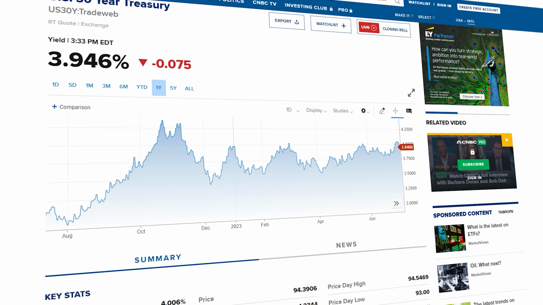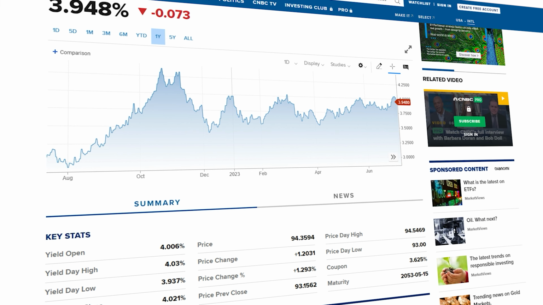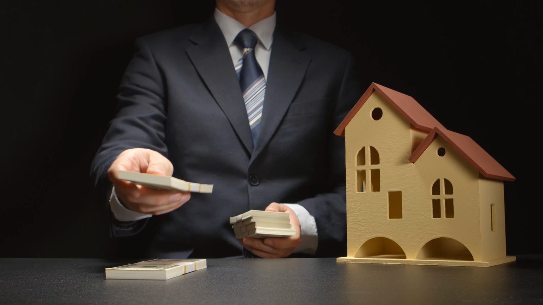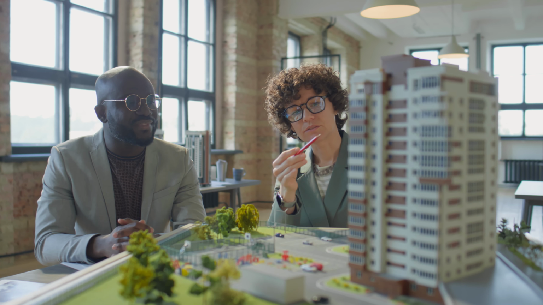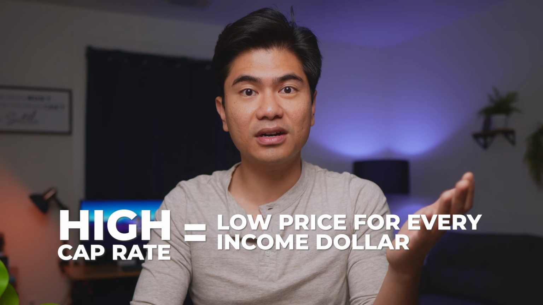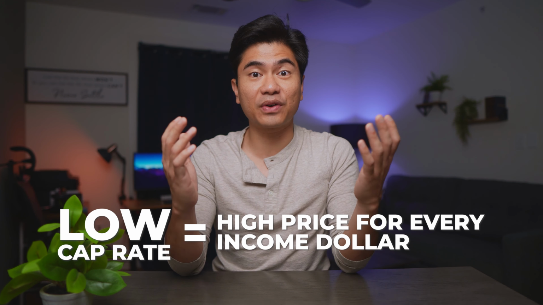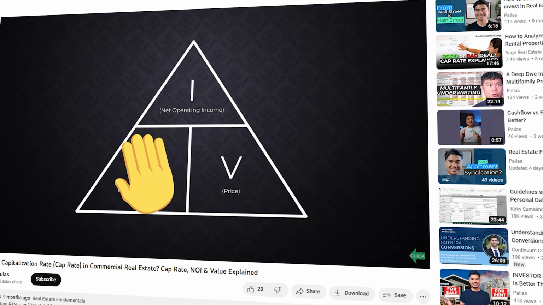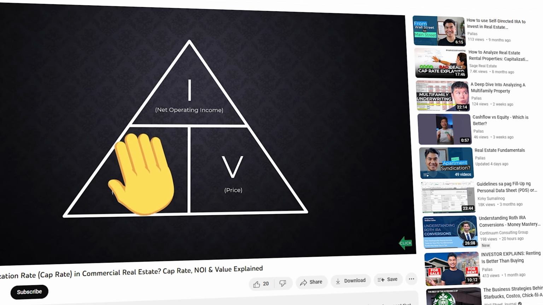Because like bonds, where it is quoted by its yield in relation to the risk, cap rates are a measure of what investors are willing to pay for an income stream related to the risk. And like a bond, there is an inverse relationship between the yield and price. So a high cap rate means a low price for every income dollar, and a low cap rate means a high price for every income dollar. This is the formula to find the cap rate. Cap rate equals stabilized net operating income divided by the price or value.